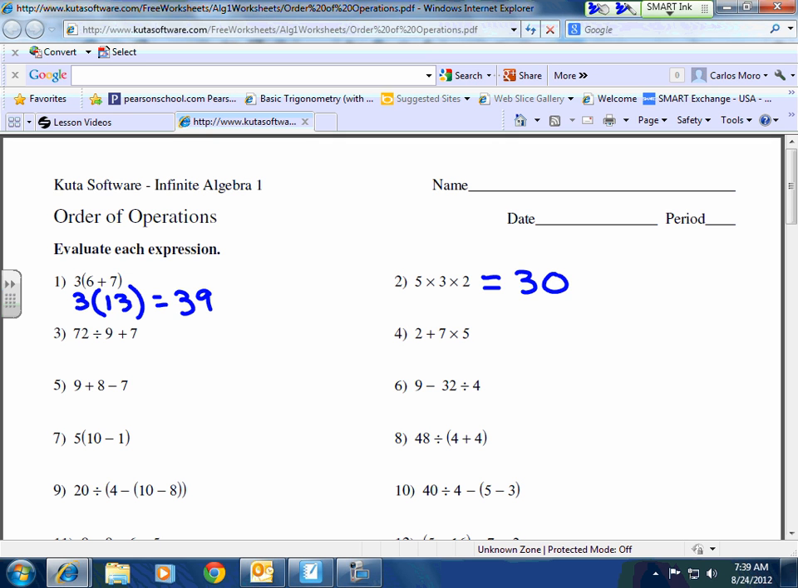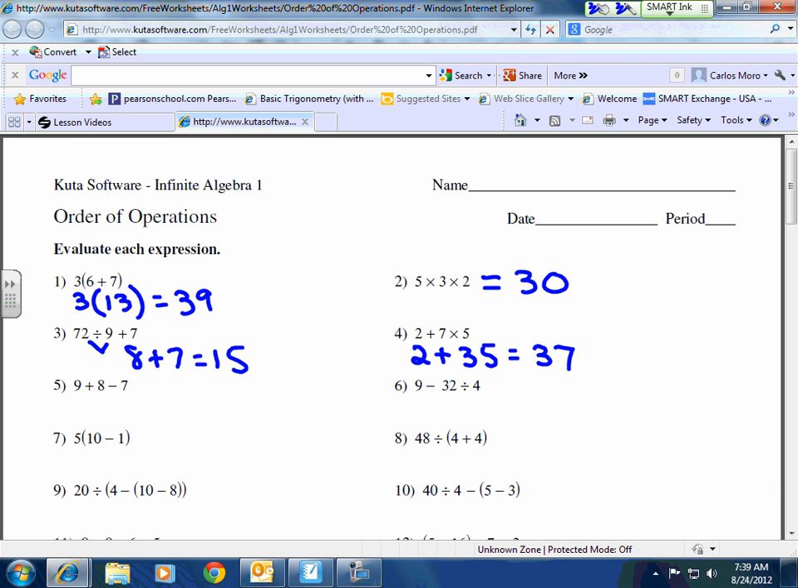I got 72 divided by 9 plus 7. Please do not add first. Follow the order of operations. 72 divided by 9 is 8 plus 7, and that equals 15. 2 plus 7 times 5. Please do not add first. Follow the order of operations. Multiply and divide in order from left to right, then add and subtract. So this is going to be 2 plus 7 times 5, which is 35, and that's going to equal 37.